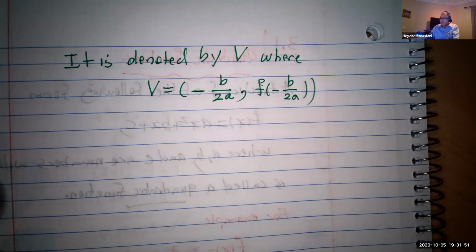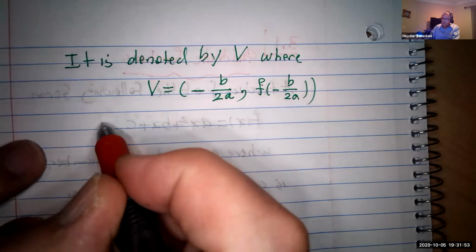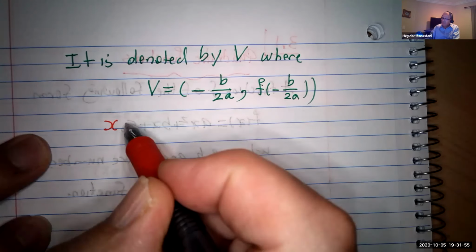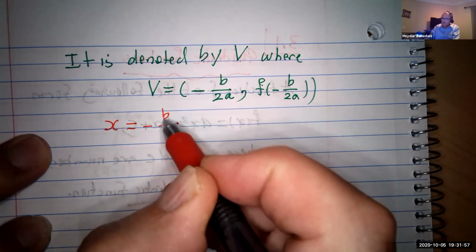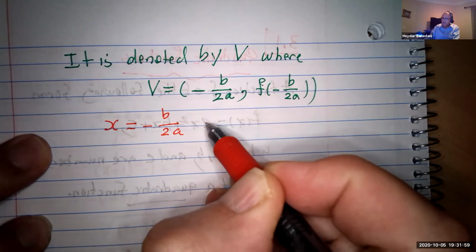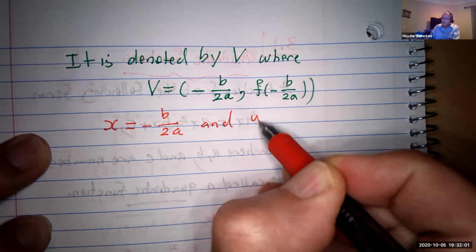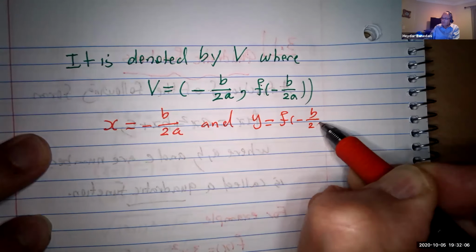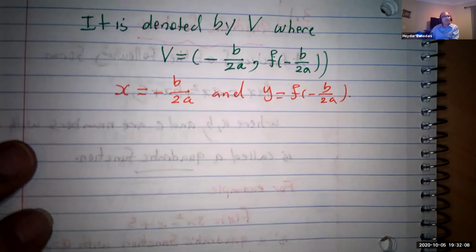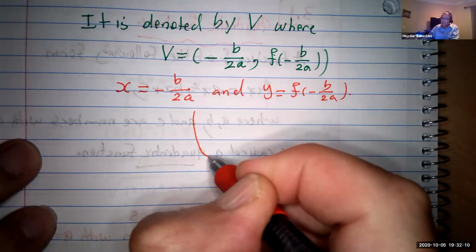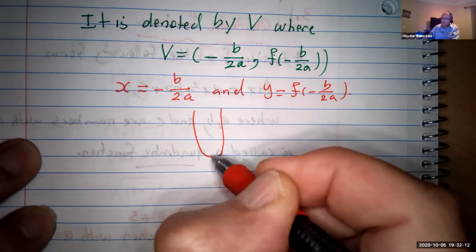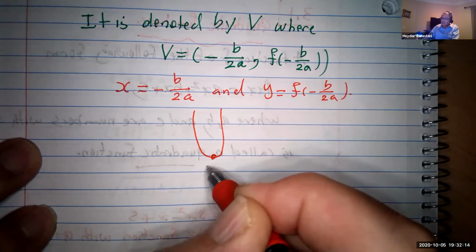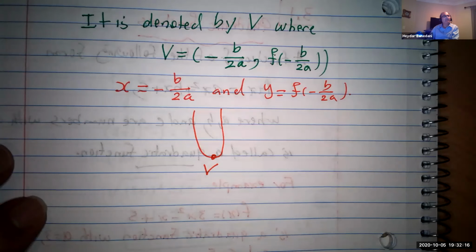Okay, so basically these two numbers are important. X equal to the negative B over 2A, and the Y coordinate is F of negative B over 2A. So this is going to be the vertex with the coordinate that we talk about.